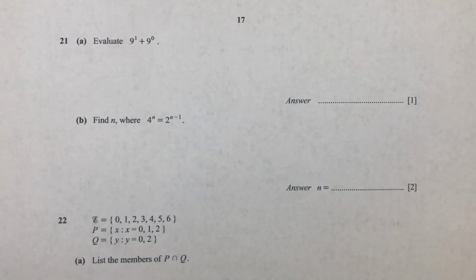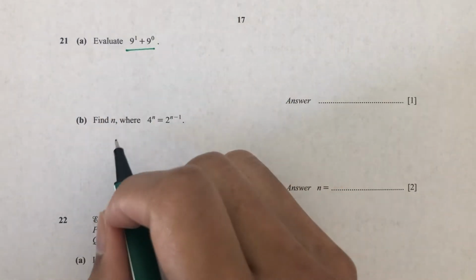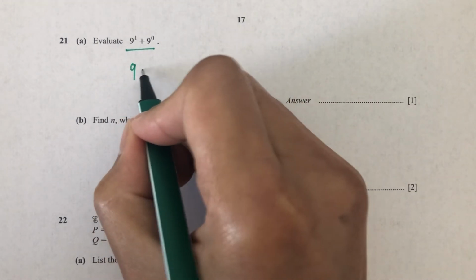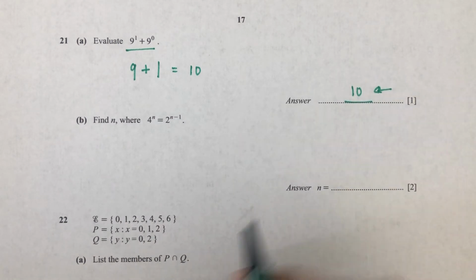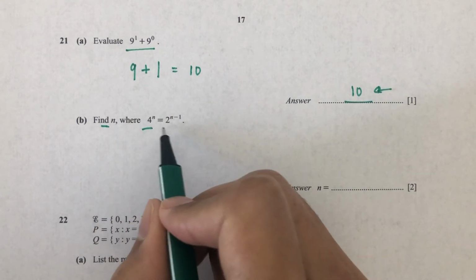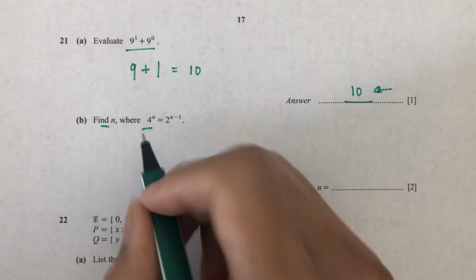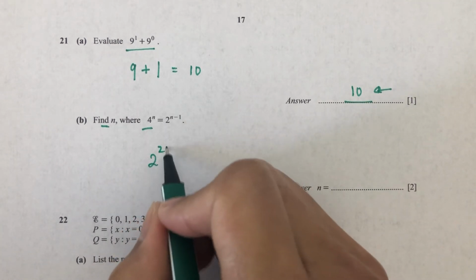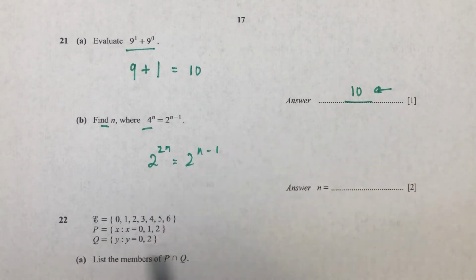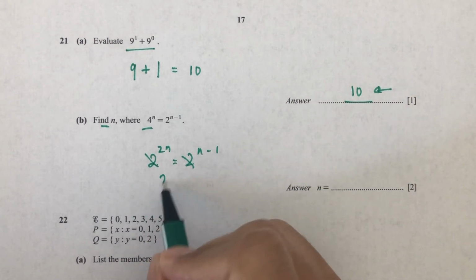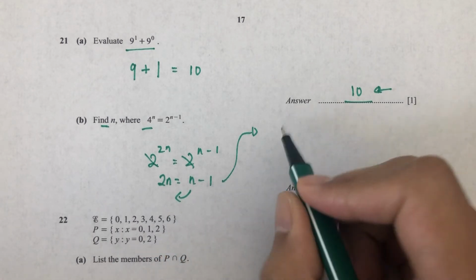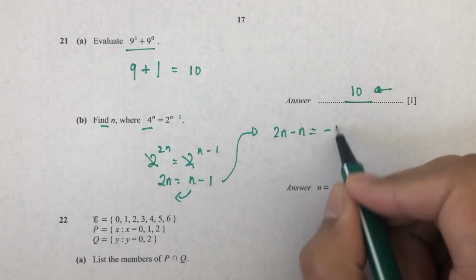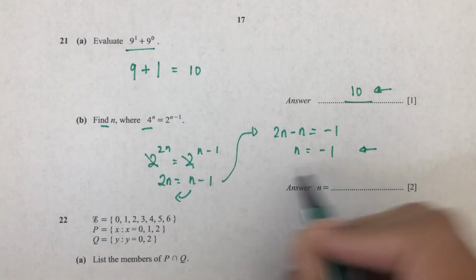So 21, we have to evaluate 9 power 1 plus 9 power 0. So 9 power 1 is 9. 9 power 0 is 1. So the answer will be 10. Find n where 4^n is equal to 2^(n minus 1). So 4 is also 2 power 2, so 2^(2n) equals 2^(n minus 1). Since the bases are equal, we can just equate the powers. So if we send n to this side, it will be 2n minus n equal to minus 1, n equal to minus 1.